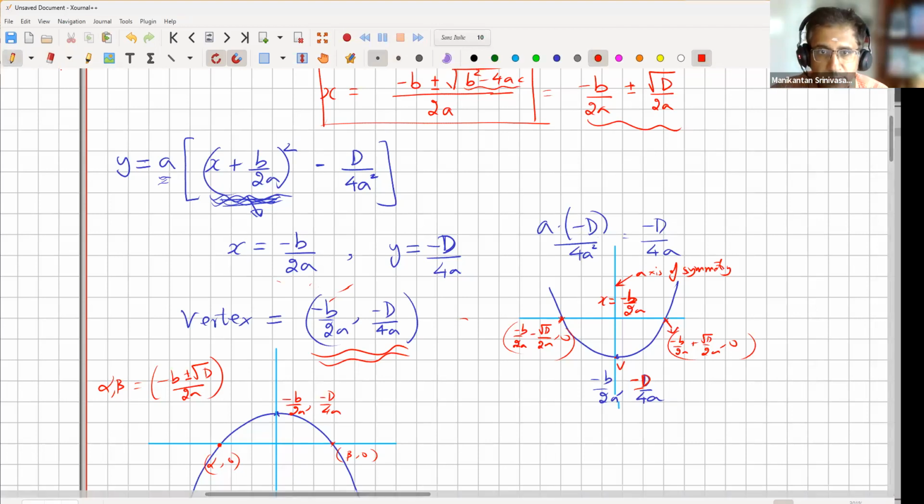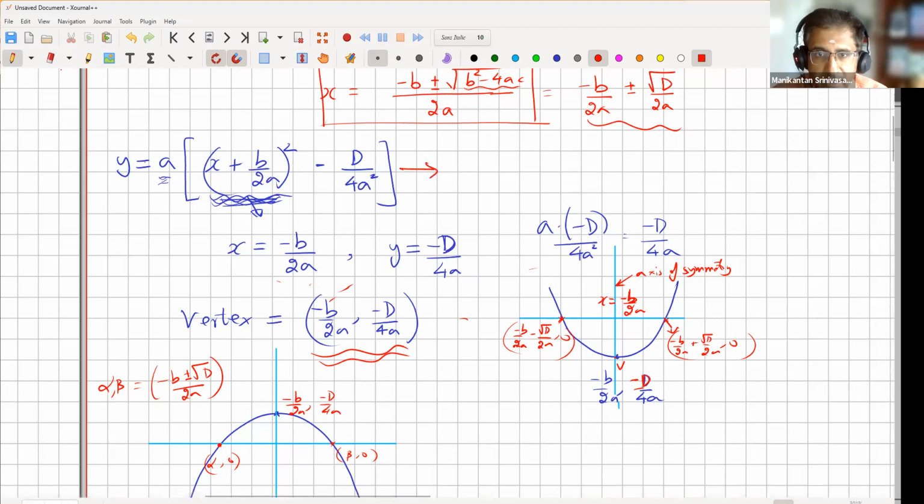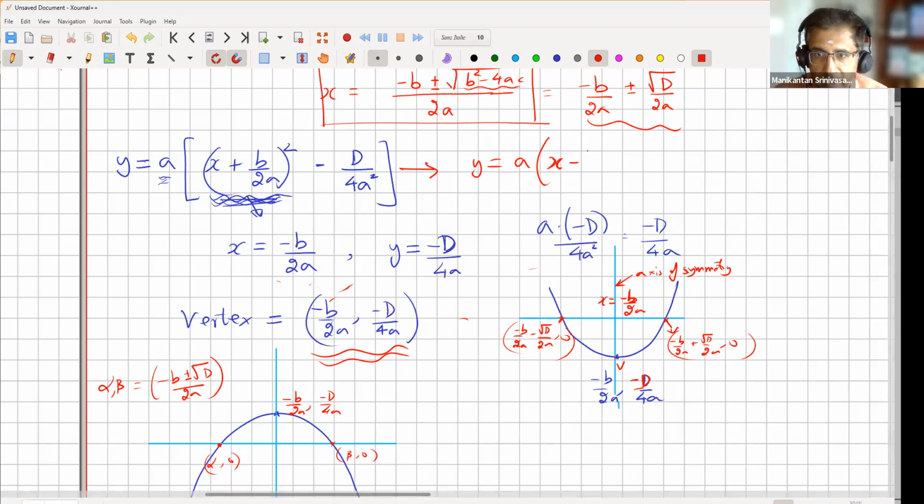Okay, so this expression, I can write it as y equal to a times (x minus h) whole square plus k. I'll just explain this in just a second, right? So this is called the vertex form of writing this quadratic expression. Why is it called the vertex form?